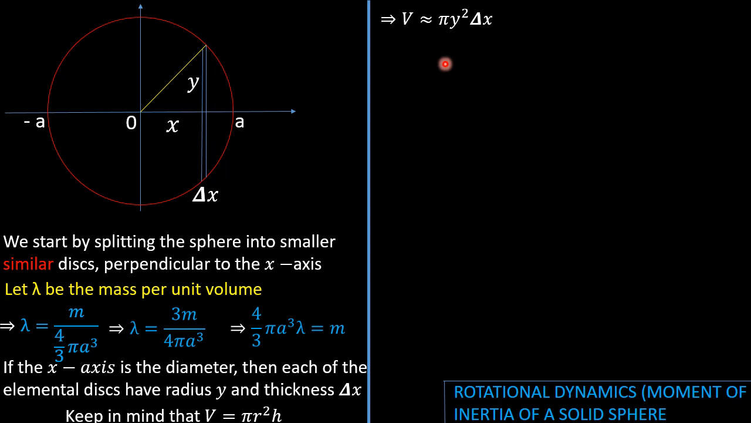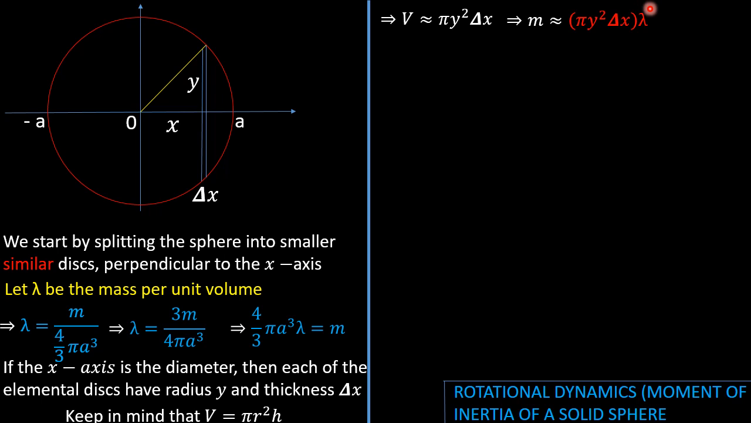Great. So we have that, guys. That implies that since the mass is given as the volume times lambda, we multiply everything by lambda to get the mass. We are going to have the mass to be approximately the volume, which is all we have here, times lambda. Great. That is what we have, guys.